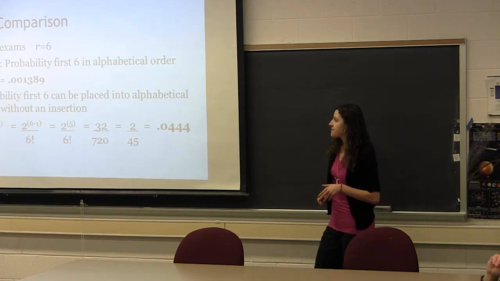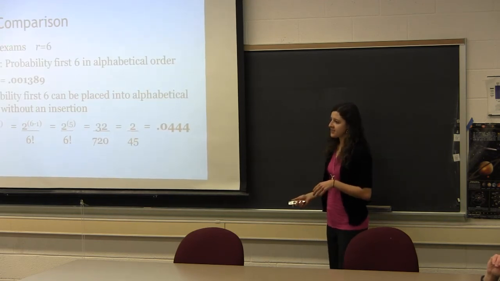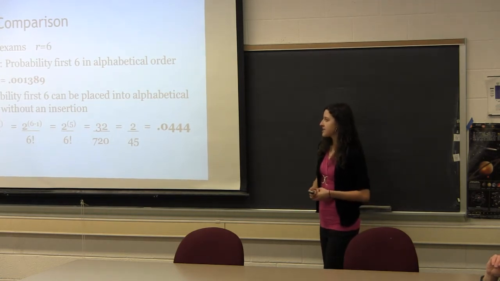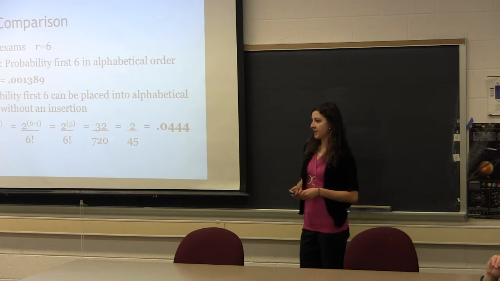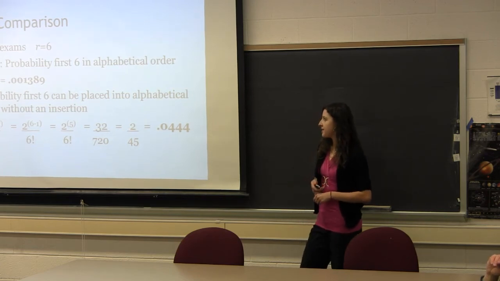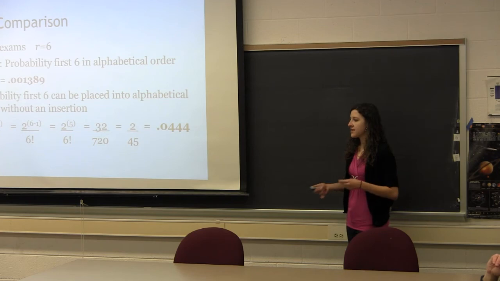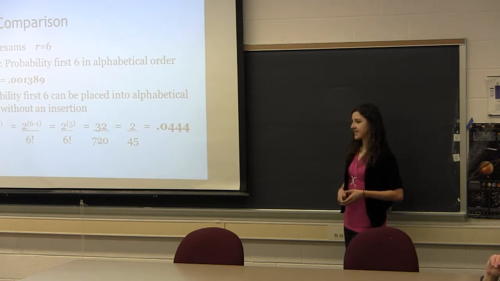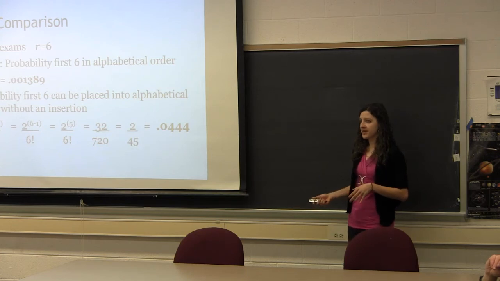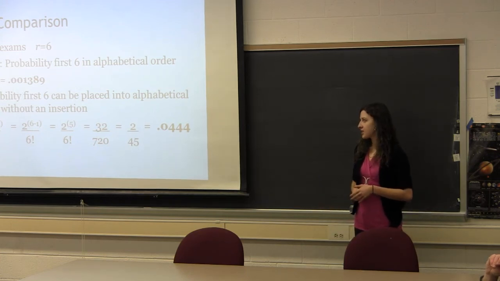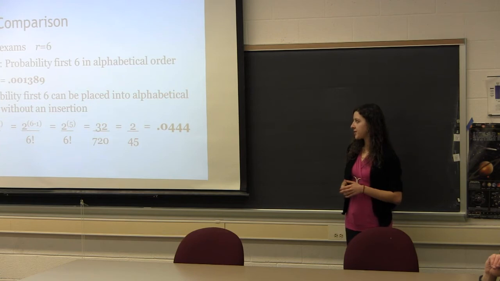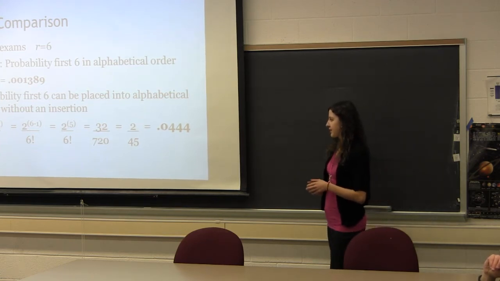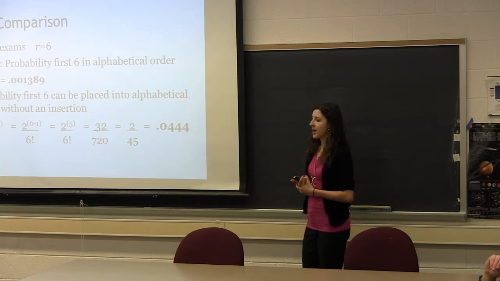So then just a final comparison, if you had that initial stack of 25 exams, looking at the first 6 of them, as we said, the probability the first 6 were in alphabetical order was 1 divided by 6 factorial. Now, based on my research and my formula, the probability that the first 6 can be placed in alphabetical order without any insertions is actually 2 to the r minus 1 divided by r factorial, which for this case of 6 papers translates into about a 0.0444 probability.